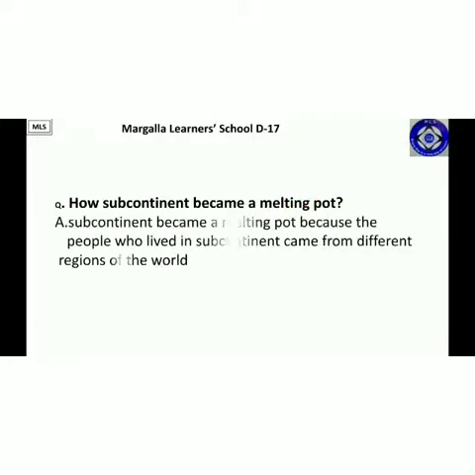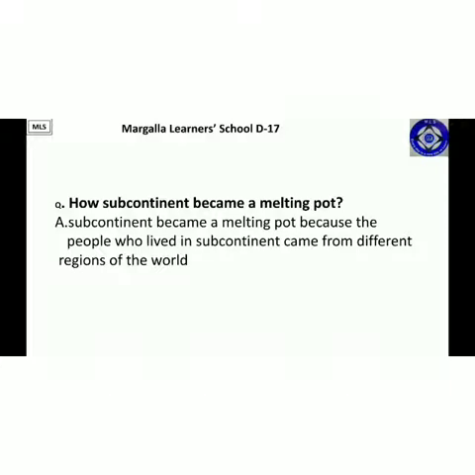And the answer to this is, the subcontinent became a melting pot because the people who lived in the subcontinent came from different regions of the world. Now the question is why this was a melting pot. A melting pot is a kind of pot where everything is put and melted down and a new result comes out. For example, we keep a pot on the stove and we put different vegetables, oil and different stuff over there, and ultimately all things get melted and give us another dish.